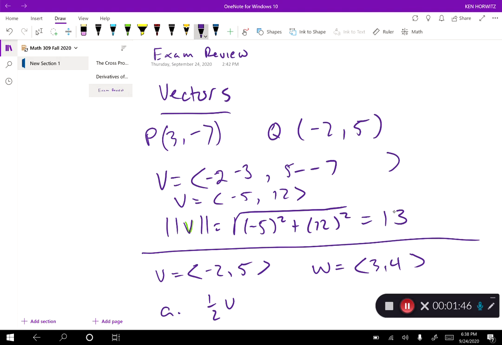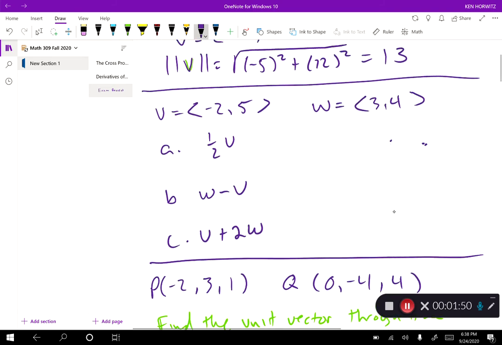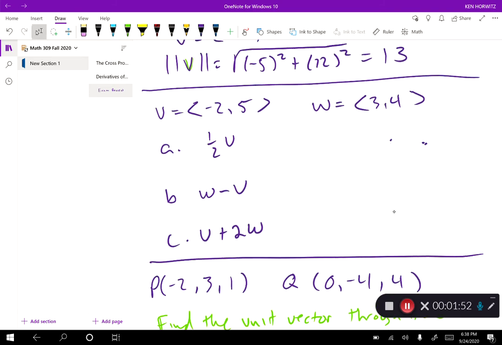Okay, so after that, we talked about some vector operations. So here I have two vectors. I want to know how to do 1/2 of v. Well, I take 1/2 and I multiply it times -2 and 5. And it's going to equal -1, comma, 5/2, and there is my new vector.